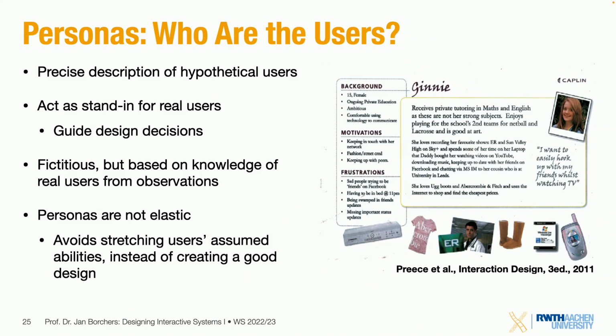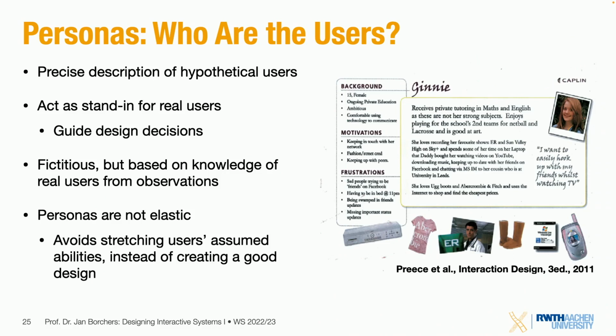So here, for example, this is also taken from Jenny Priest's book. This is a sample user representation for a teenage user of something. You can see there's a fair amount of detail about this person, about their background, her motivations, her frustrations, what she likes, what she doesn't like. There's a photo, but all of this is fake in the sense that that person doesn't actually exist, but it's drawn from what you've learned about your user base. So it represents somebody who could very well have been one of your users.